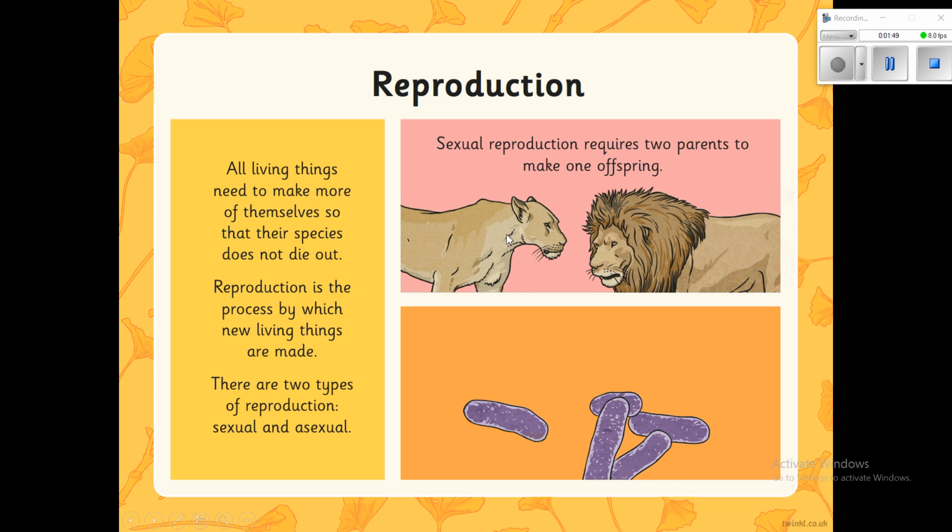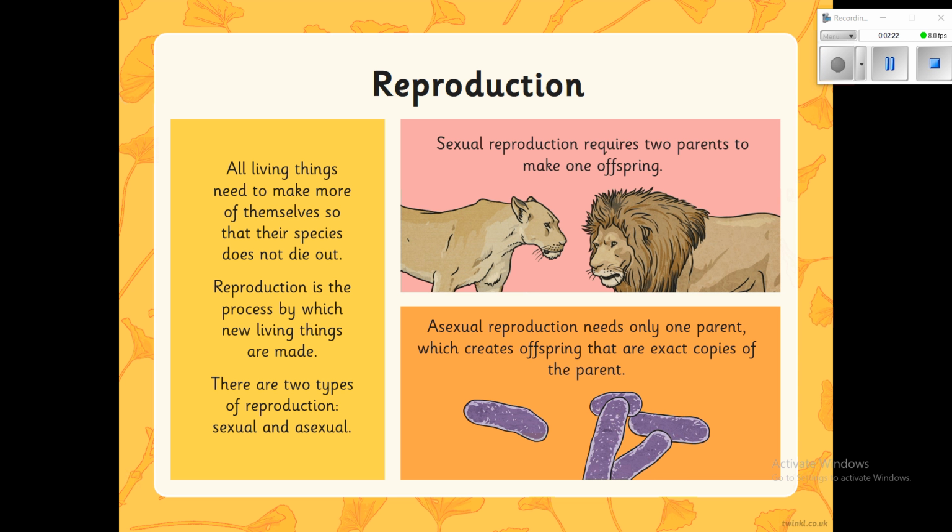Sexual reproduction requires two parents to make one offspring. It's just like humans, for example. You've all got two parents to make just yourself, your one offspring. Asexual reproduction needs only one parent, which creates offspring that are exact copies of the parent. So asexual reproduction is pretty much when an organism would just multiply. It just forms from one into another, and they look exactly the same.